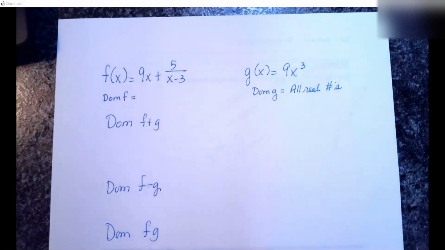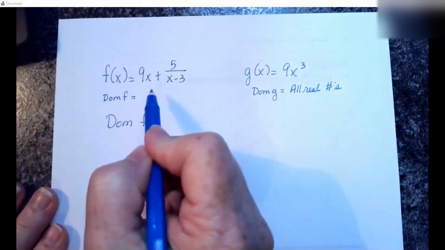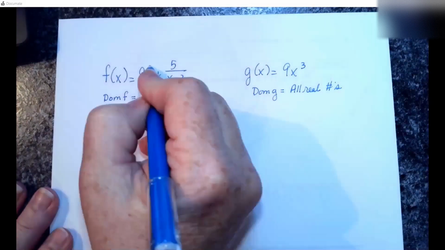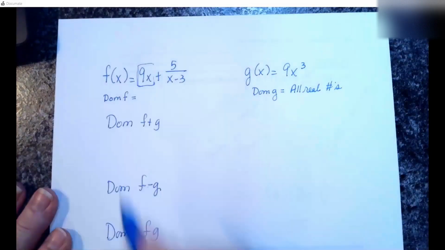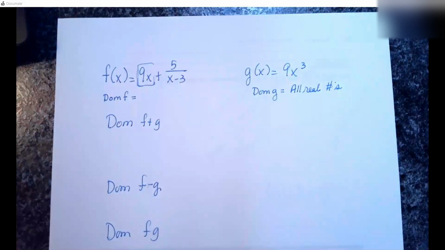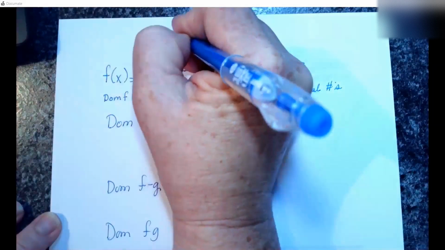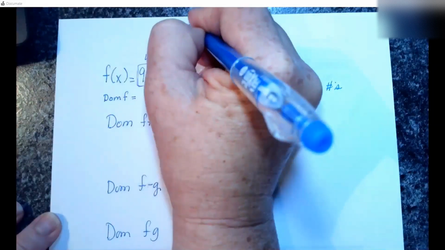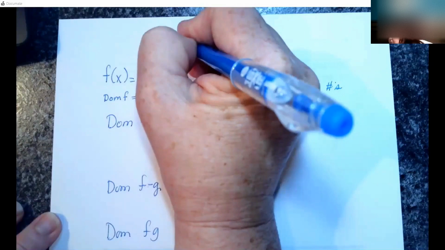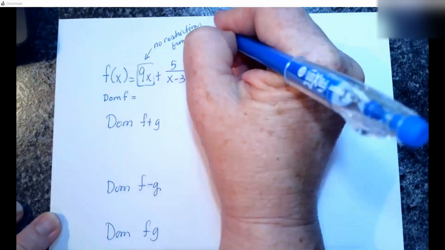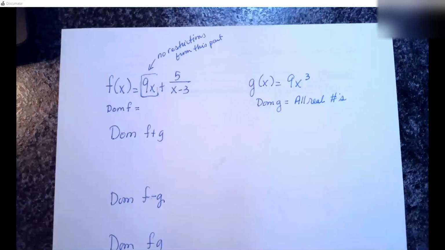Now, the domain of F is a little bit tougher, I think. So we've got two things added together over here. What about this part? Are there any restrictions on 9 times X? No. Any number you take, you can multiply it by 9 and get a number as your answer. So this part has no restrictions.